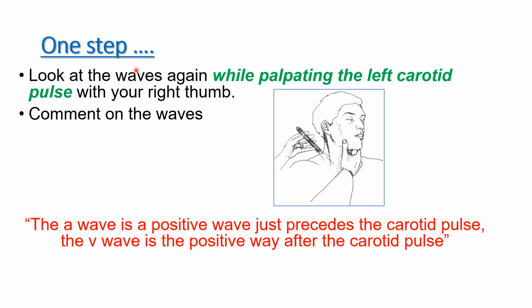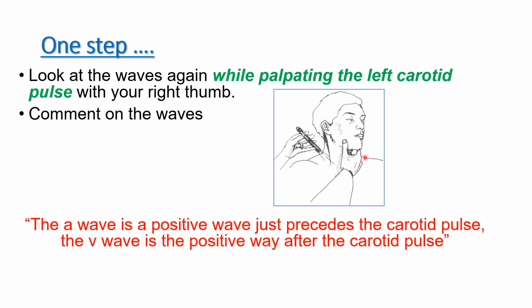So what we will do now, after we calculated the pressure as in the previous lecture, is look at the waves and see what's going on. If I am seeing a positive wave or a negative wave, I want to see if it is very near to the carotid pulse or not. So I will use my right hand to palpate the left carotid, and please don't do it with the radial. You have to do it with the carotids. We cannot do it with the right carotid because it will mask the waves we are seeing. So we have to use the left carotid.